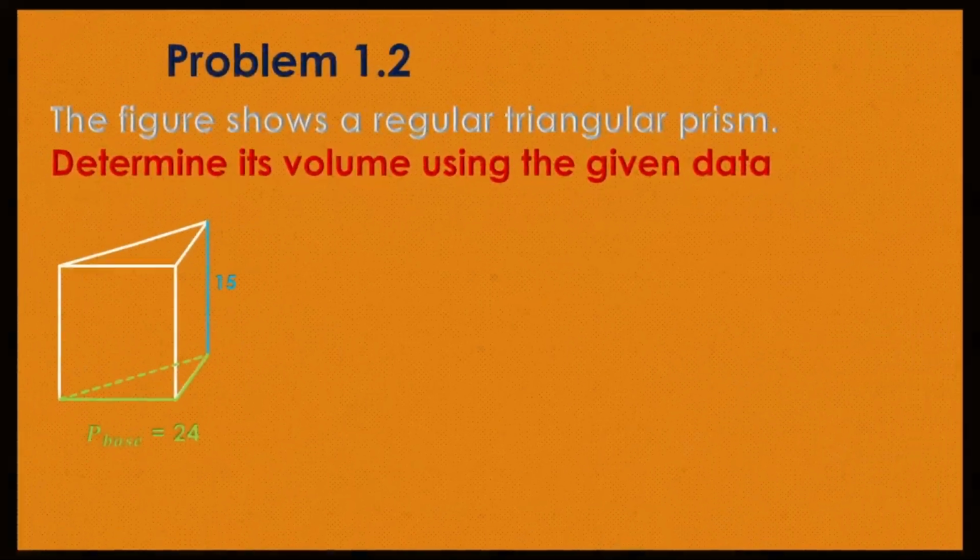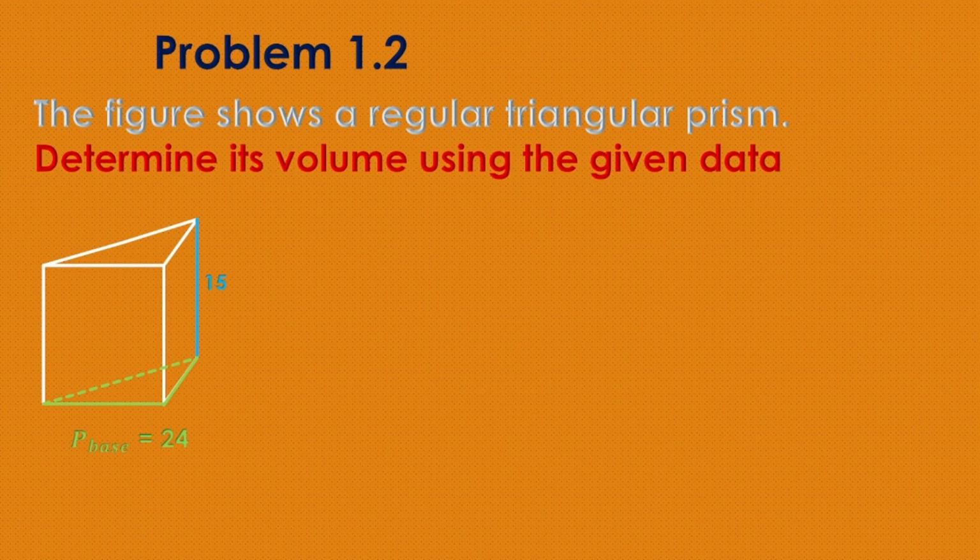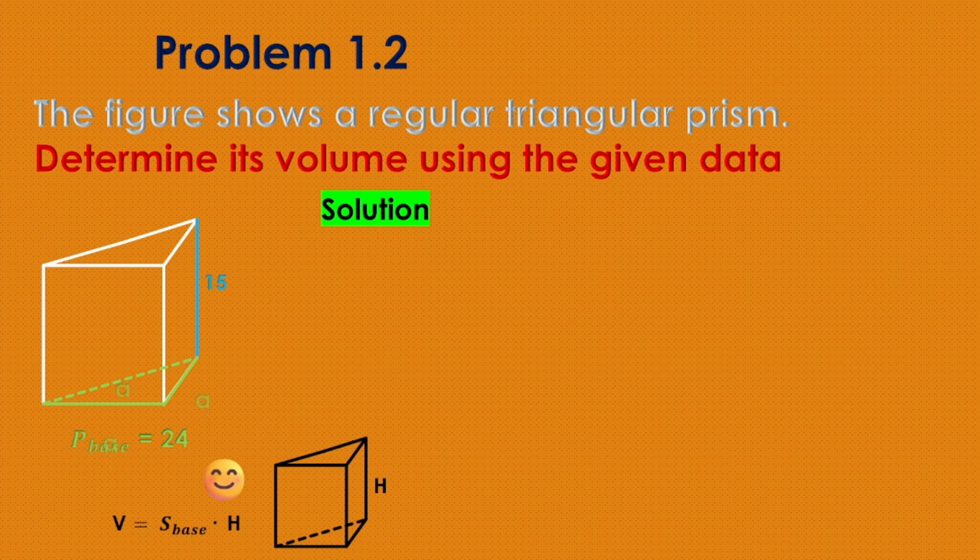Problem 1.2. The figure shows a regular triangular prism. Determine the volume of the prism using the given data. And so we are given that the perimeter of the base is 24. The height is 15. We must again recall the formula for finding the volume of a prism. So if we are given that the perimeter of the base is 24, and the base is a regular triangle, in it all sides are equal, so we can easily express one side of the base as A, and add these three sides, and thus we will find what one side of the base is equal to.